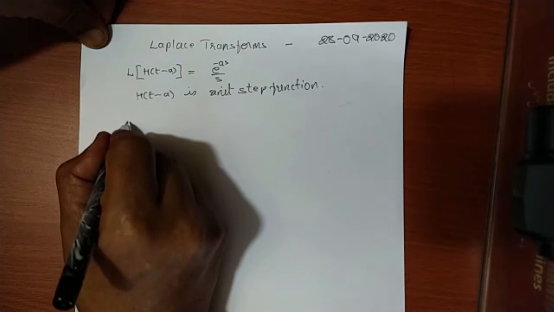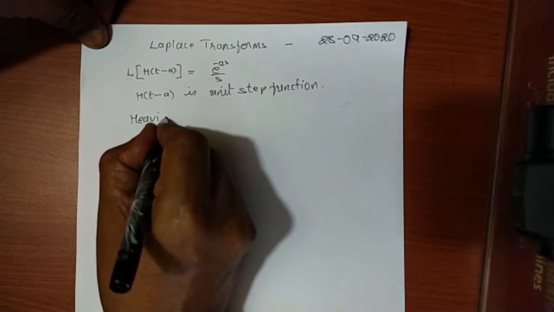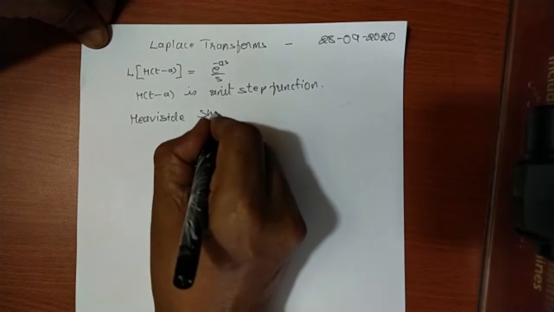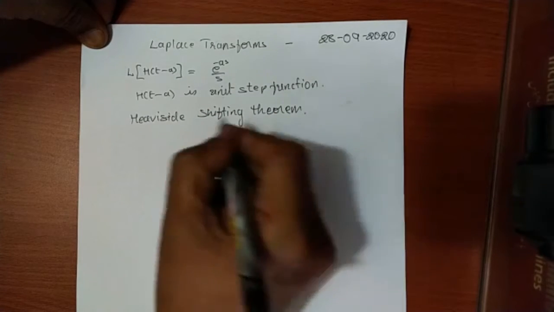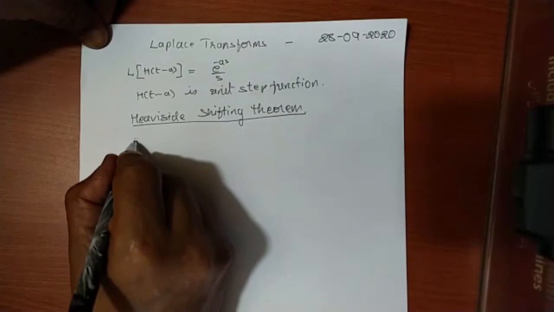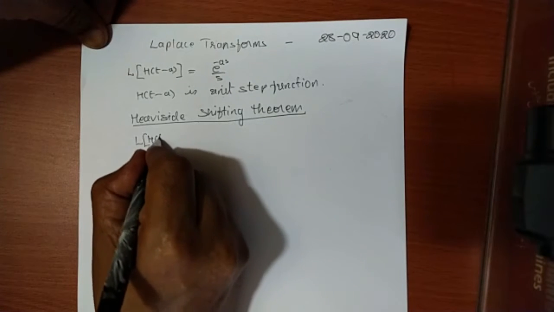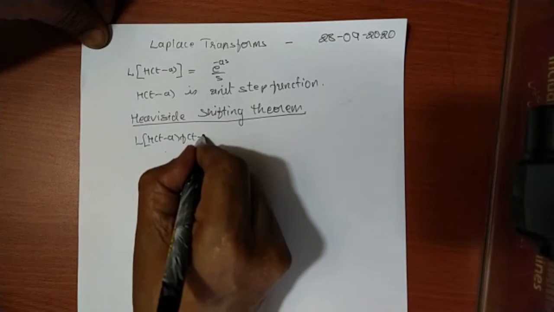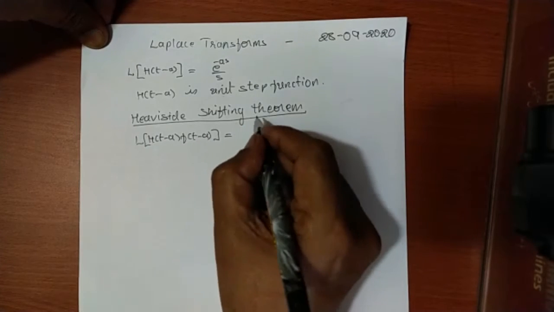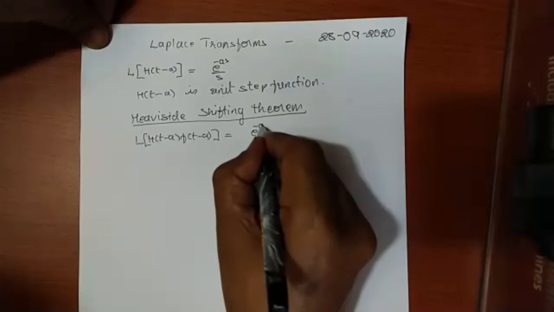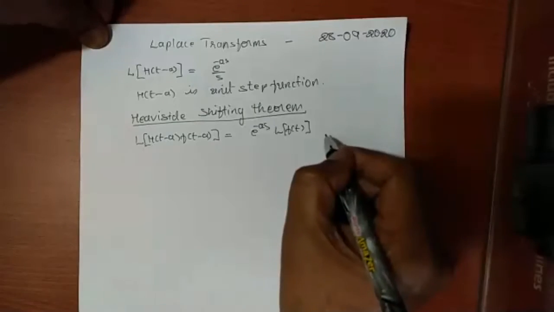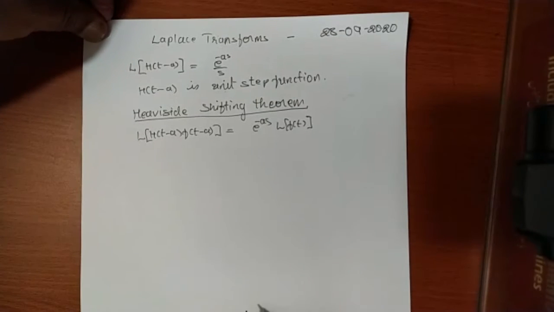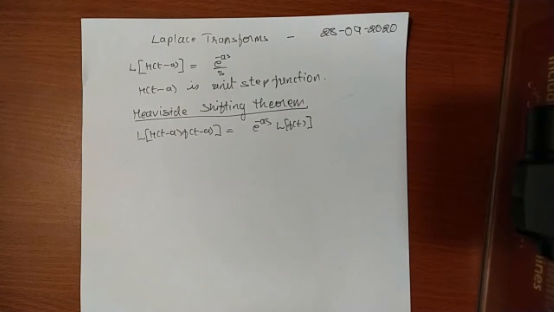We have also studied the Heaviside shifting theorem. What it says, we have already studied: L of h of t minus a times f of t minus a will be equal to e power minus as times L of f of t, right? These things we studied in the earlier class, and we have also solved a few problems.